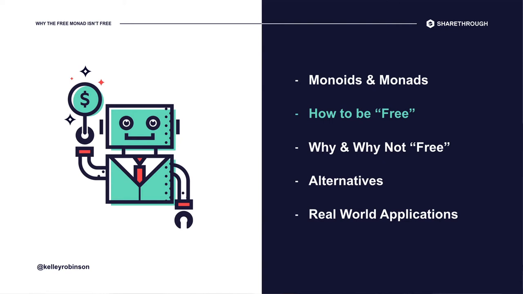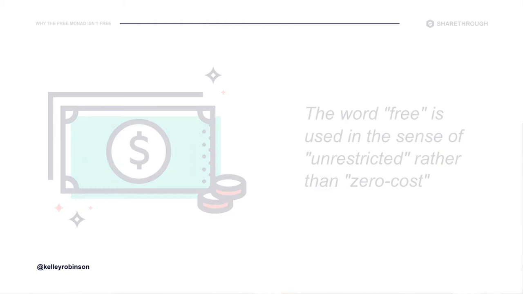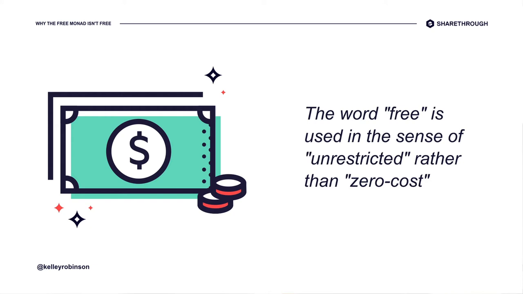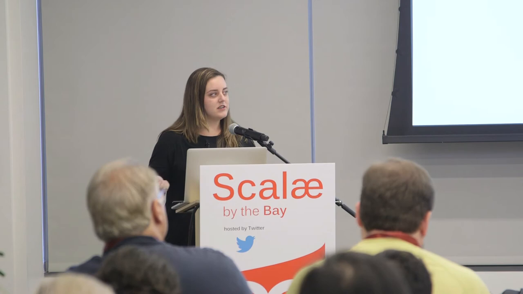Let's talk about what it means to be free now. So, we use the word free to mean a few things. Let's clarify what I mean when we talk about free in the context of free monads. We're talking about free as unrestricted, not free as in zero cost. Free to be interpreted in any way. That's what we want to focus on. Or, if you're a fan of Richard Stallman, you can think of this as free as in freedom and not free as in beer.